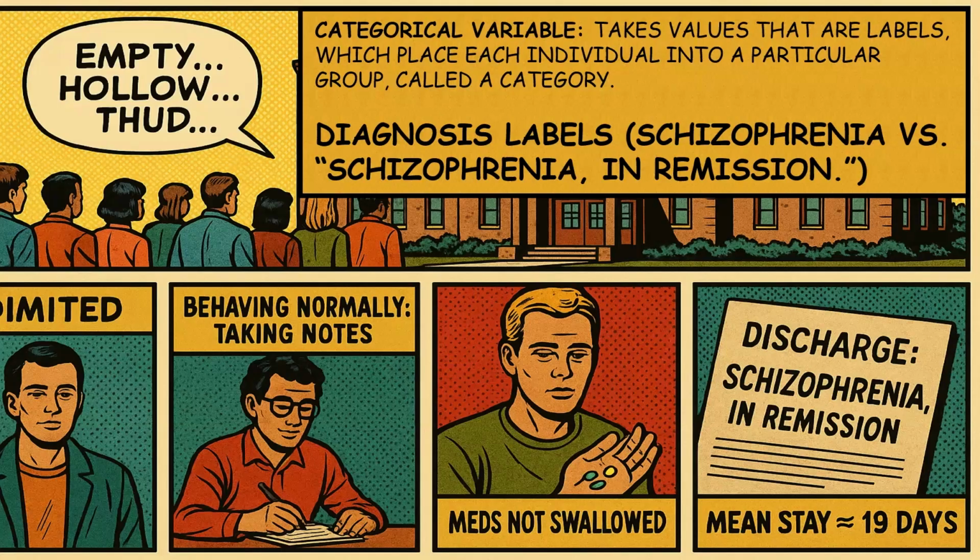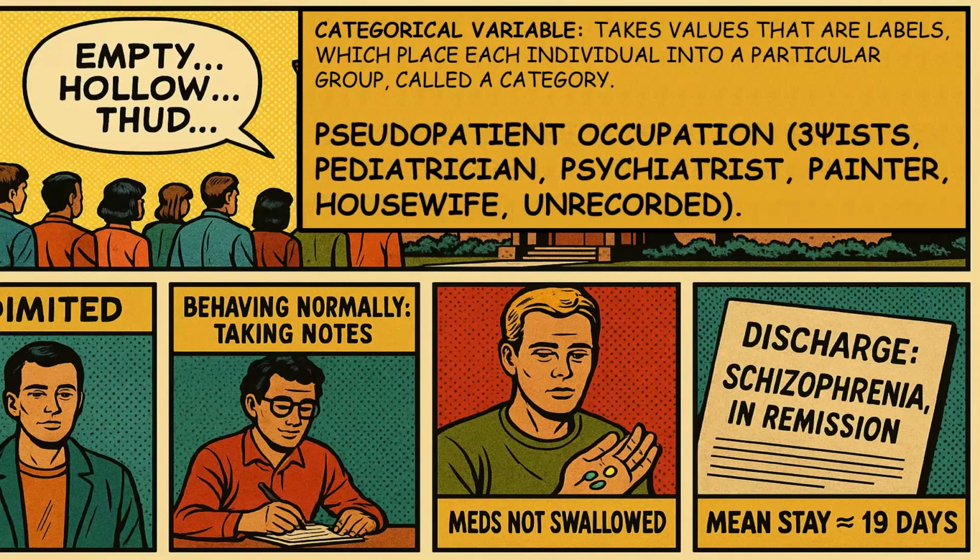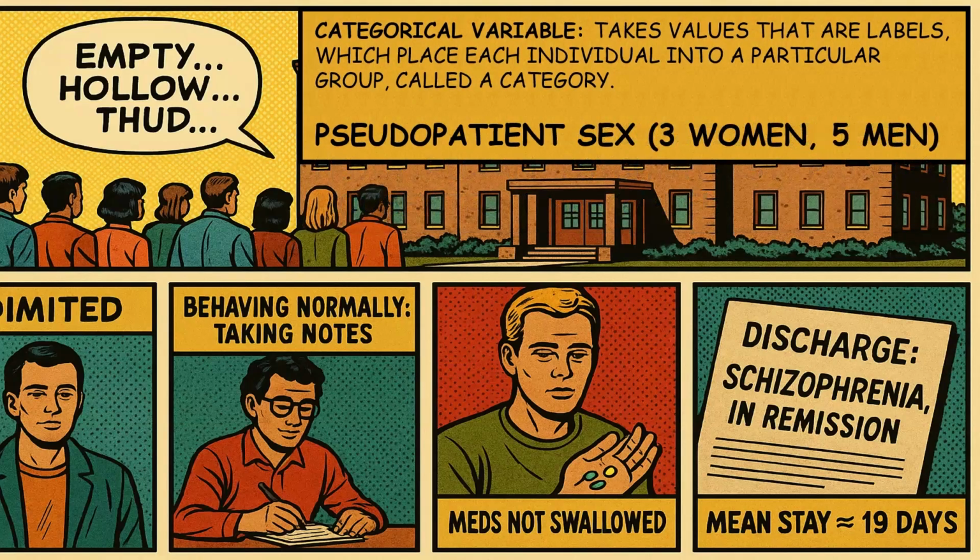Another example of categorical variables from this study was the occupations that these pseudo patients had. So these were their real occupations. So 3 of them were psychologists, 1 of them was a pediatrician, 1 was a psychiatrist, 1 was a painter, 1 was a housewife, and then 1 was unrecorded in terms of their occupation. So again, these are all labels that put people into different categories. So we have 3 individuals in the category of psychologist, we just have 1 individual in the category of painter. And then the last categorical variable that I'll mention from this study is the pseudo-patient sex. So we had 3 women and 5 men out of the 8 individuals that were the pseudo-patients in this particular study.